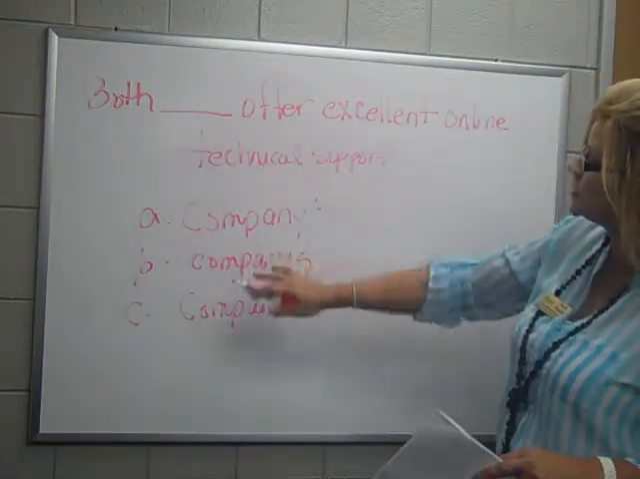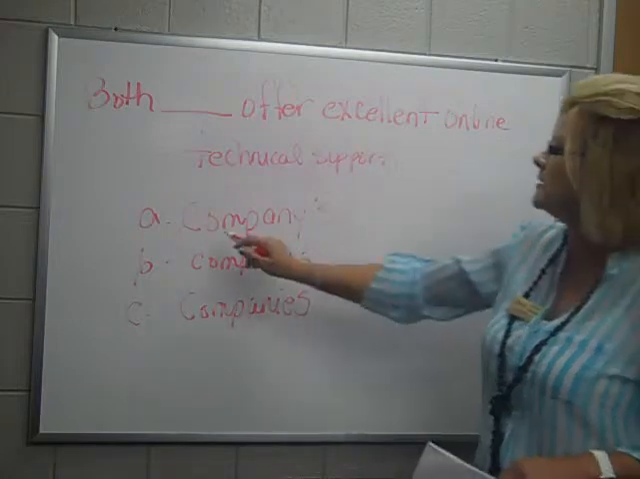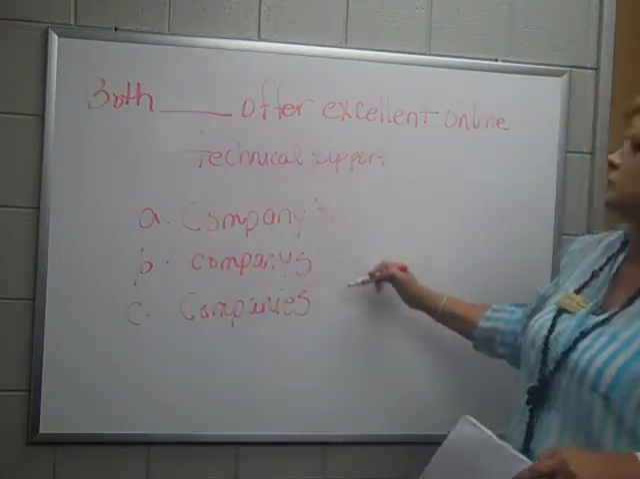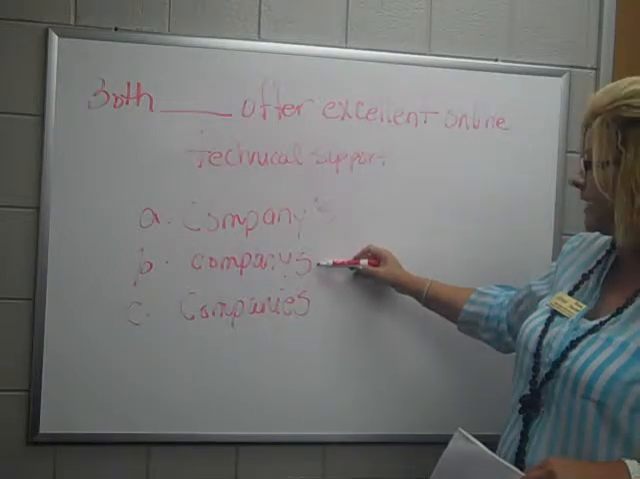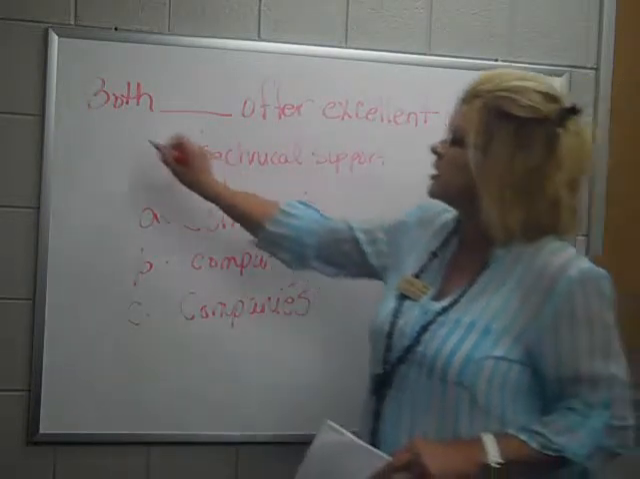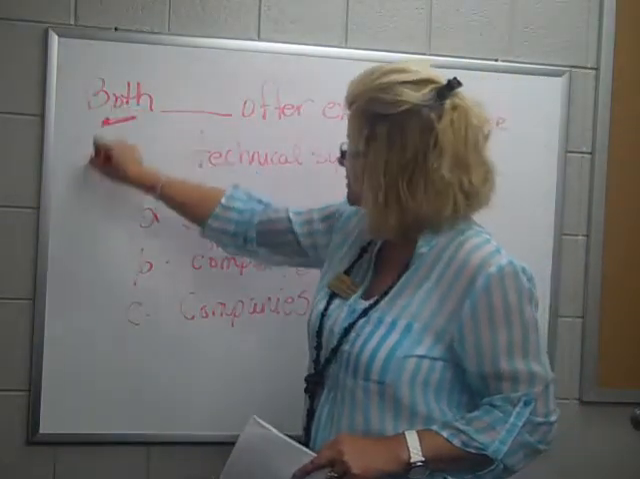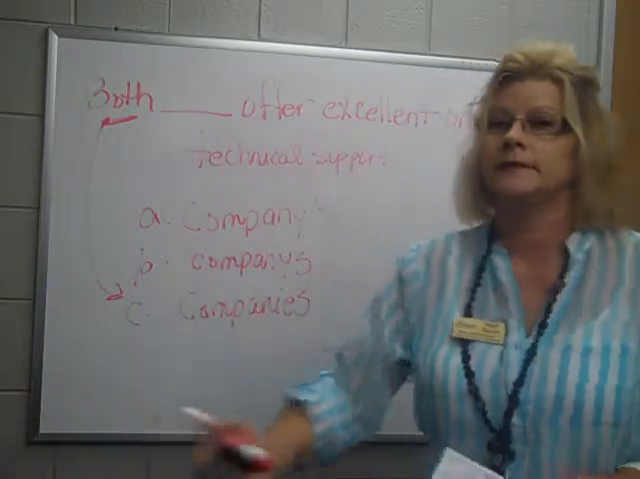Okay, so both companies offer excellent online technical support. So out of A, B, and C, which one would you use? Company with apostrophe S, companies with YS, or companies IES? In this case, we're talking about more than one company, so your answer is going to be IES, companies.